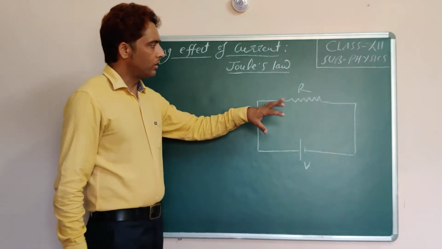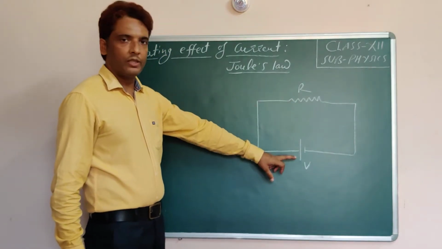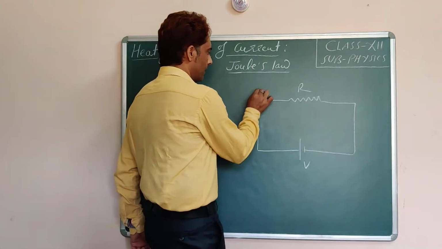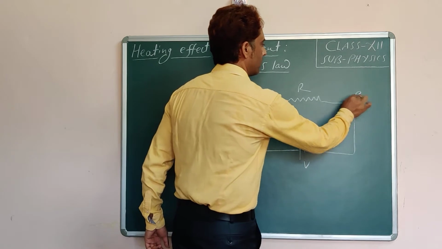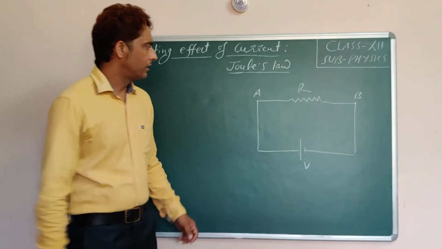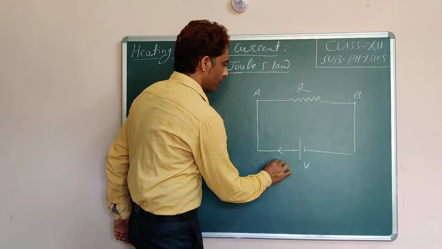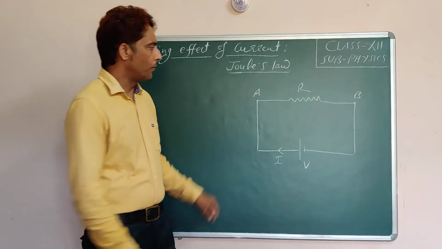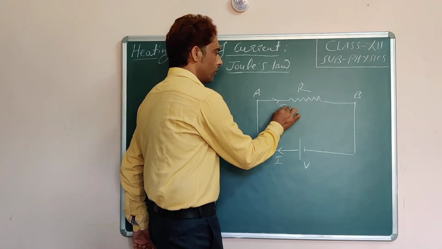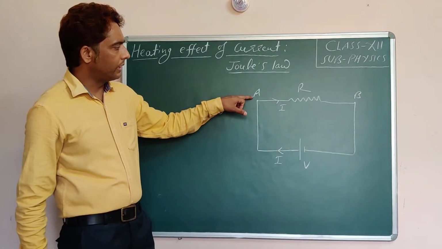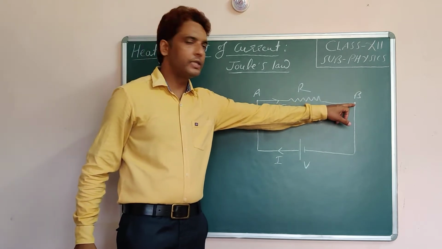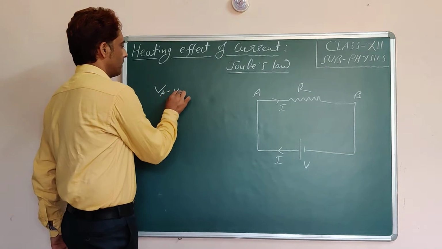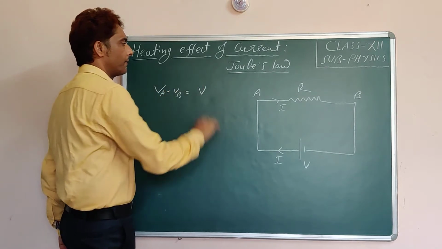Here I have assumed a conductor AB of resistance R, and V is the potential difference applied across its ends. You can see here the direction of current is from positive to negative terminal, that is, current flows from higher potential to lower potential. Means this point A is at higher potential and B is at lower potential, and the potential difference, let it be V.